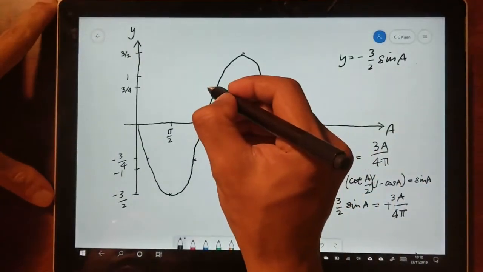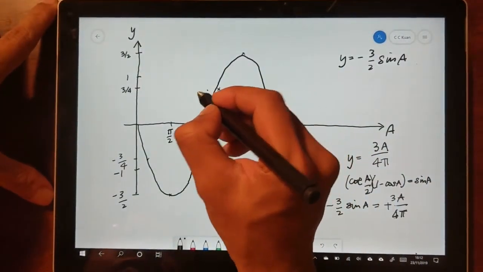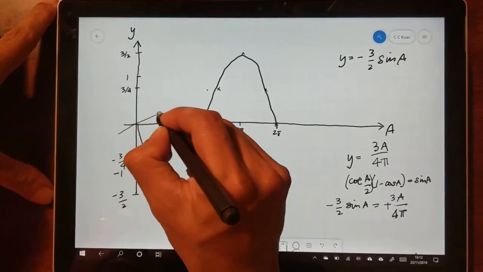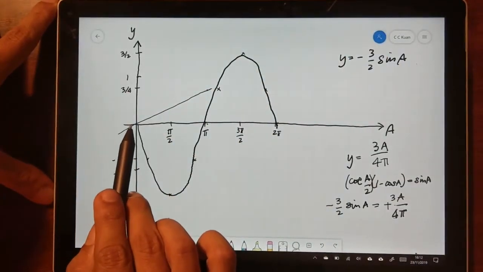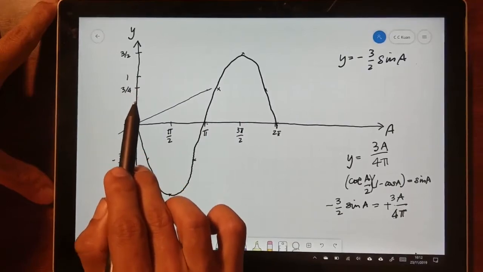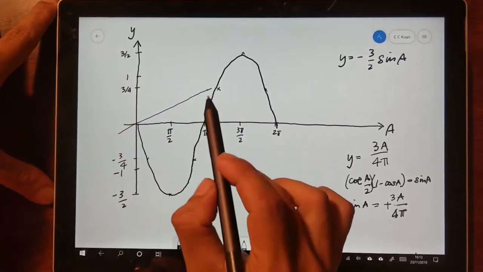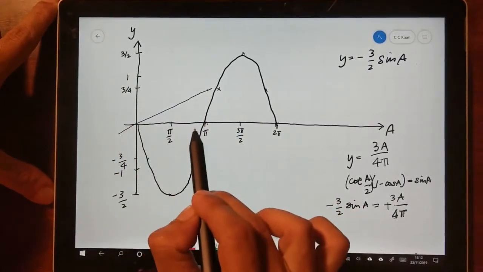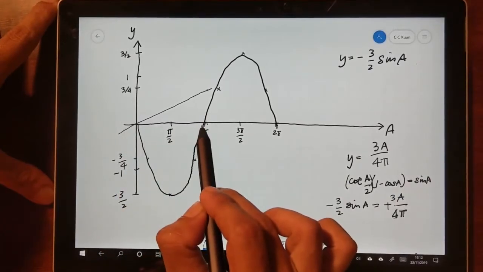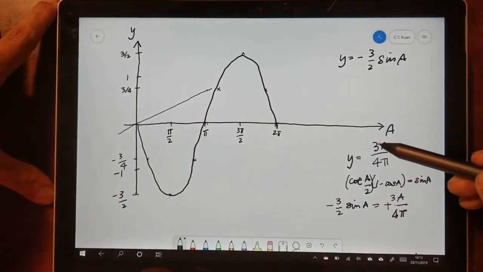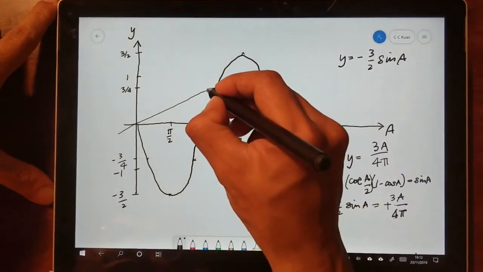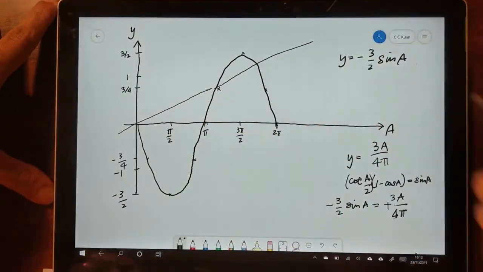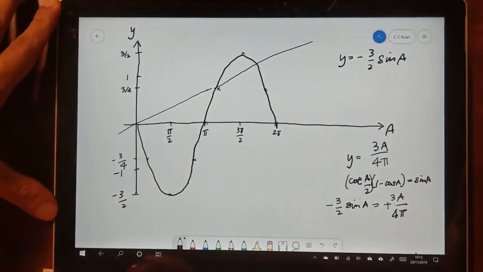Here we go. If we put a dot over here, and draw a line over here, what's the gradient of this line? We've got the vertical distance, which is 3/4, divided by that horizontal distance, which is pi. So the gradient is actually 3/4 over pi. So that's your straight line right there. Ta-da! My line's not very straight, but obviously you're going to be using a ruler in the exam.